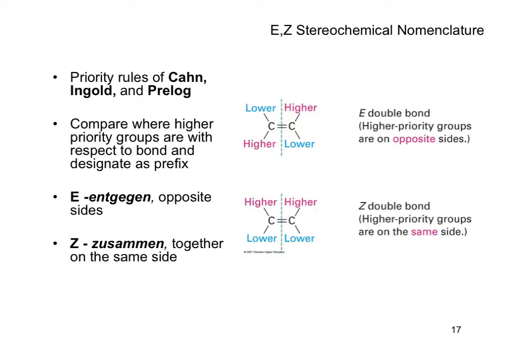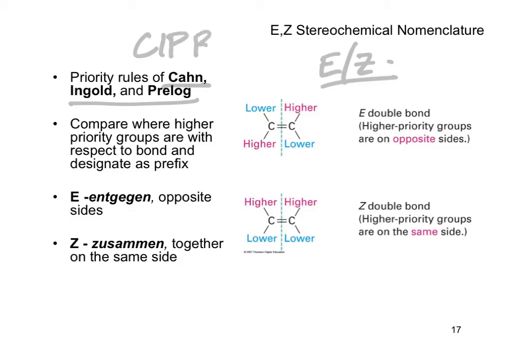And so the E and Z came into being, and that work was done by Kahn, Ingold, and Prelog. Sometimes these are also referred to as the CIP rules. What they do is, across the double bond, they assign priority with respect to the atomic number. So if the atomic number is high, that means you have a high priority.